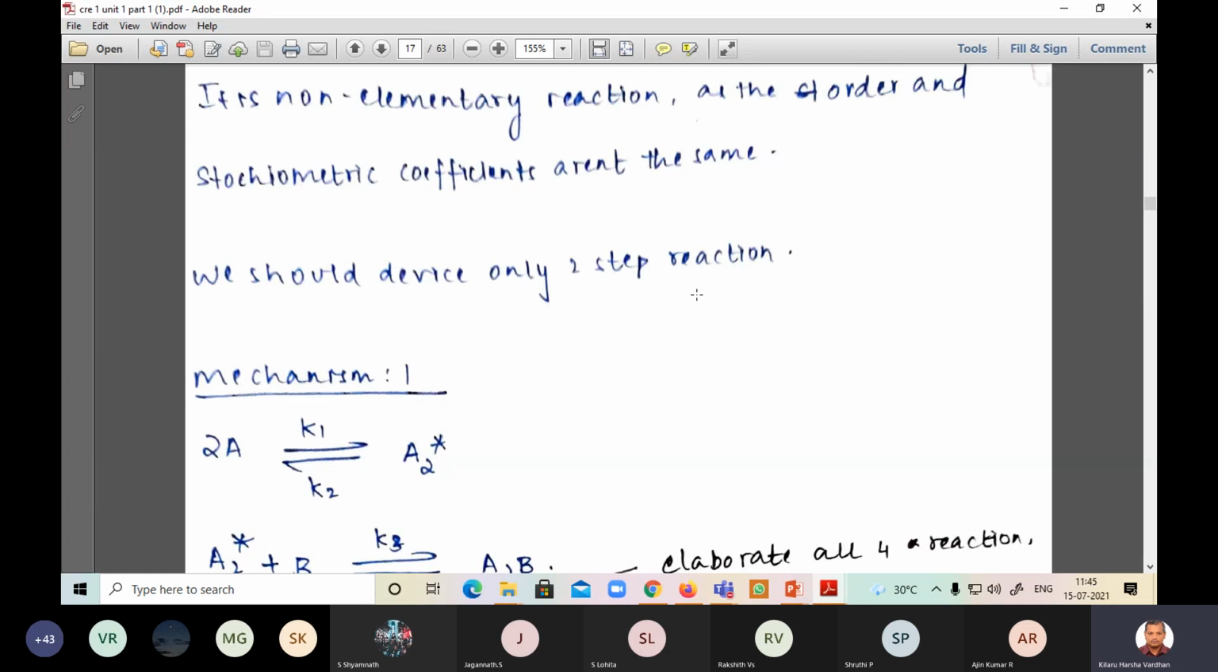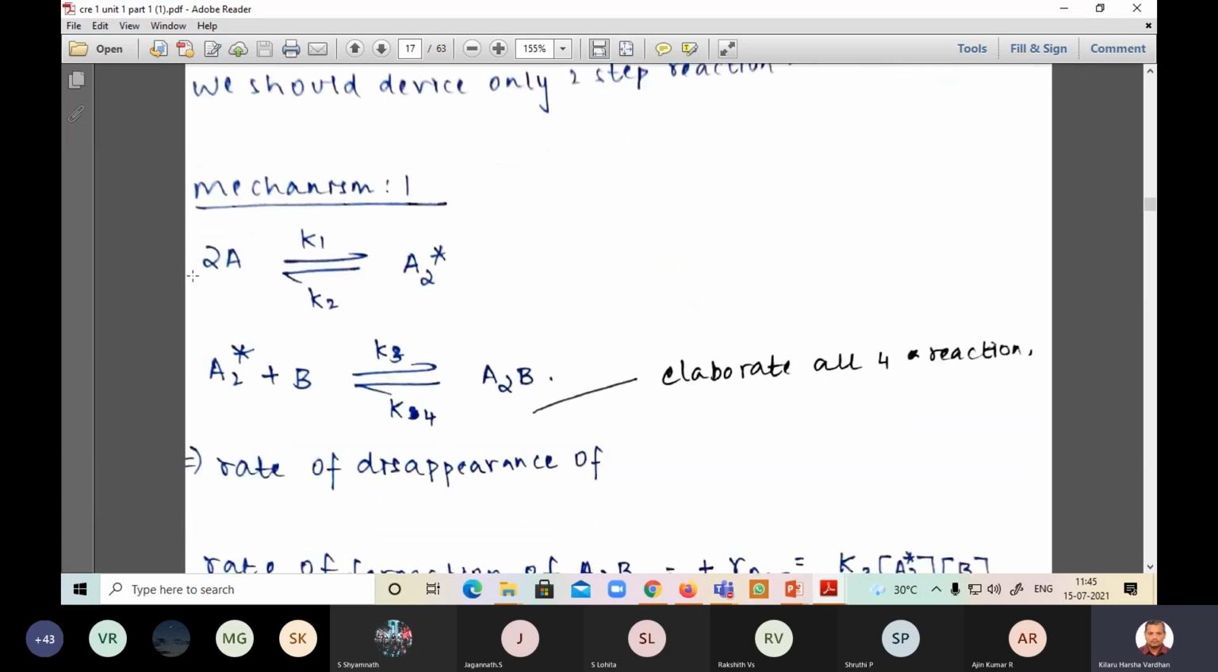What are the 2 steps? Non-chain mechanism. Let us assume 2A is giving you A2 star, and A2 star plus B is giving you A2B. Am I right? This is how I'm taking. So in a 2-step mechanism, some intermediate is formed, and that intermediate disappears to give you the product.